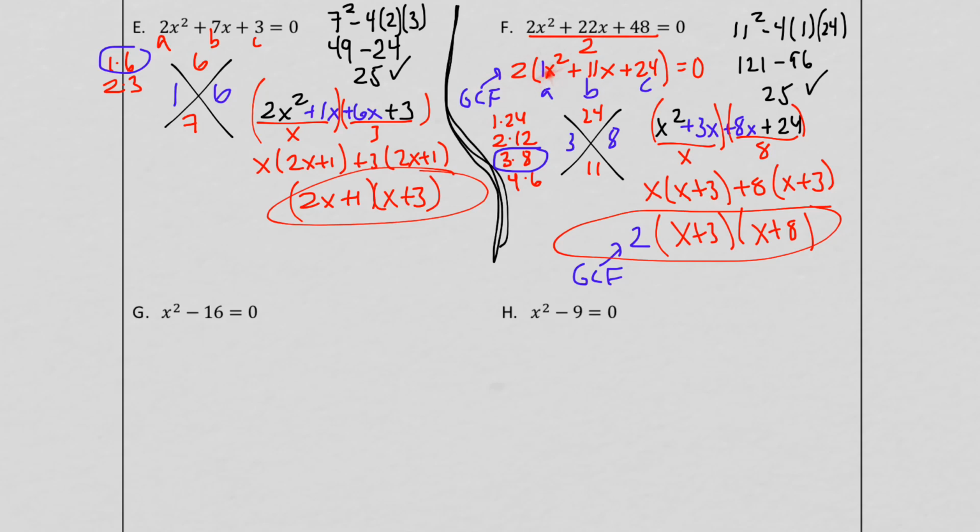Then I just focused on this quadratic using A as 1, B as 11, C as 24. Found the discriminant, it's a perfect square, did the x factor and grouped, and I got my final answer: 2, which is the GCF, then my two factors of x plus 3 and x plus 8. Okay, with that, let me show you example G.